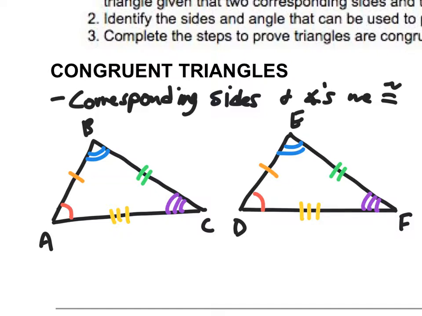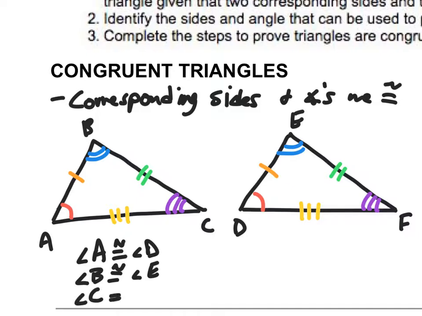Okay? And so here's what we can say about all this. I would say that angle A is congruent to angle D. Angle B is congruent to angle E. And angle C is congruent to angle F. So that's for the angles. So the corresponding angles are congruent. We could also say that the corresponding sides are congruent.